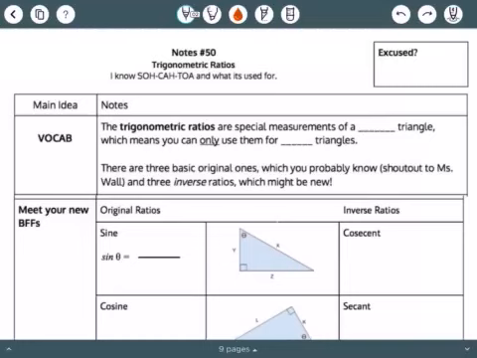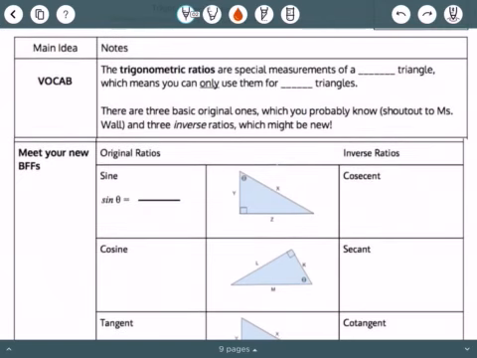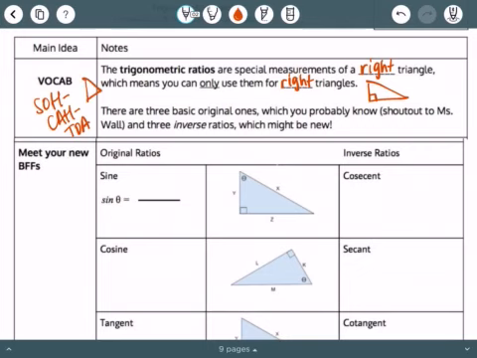A couple of vocabulary pieces just so we're all on the same page. Trigonometric ratios are special measurements of a right triangle. Remember that's a triangle that has one 90-degree angle in it, which means you can only use them for right triangles. So whenever we think of SOHCAHTOA, we want to make sure that we are only using it with a right triangle. We're not trying to use it with a triangle that looks like this. There are three basic ones, which you probably already know, and then there are three inverse ratios, which might be new. So we're going to talk about those today.